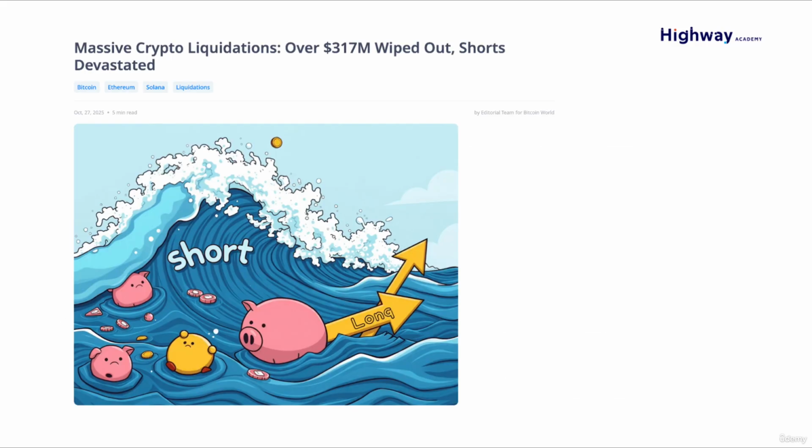Here's a real-world example. In this news headline, you can see that over $317 million in crypto positions were wiped out in one single event. Most of those traders were holding short positions, and when the market suddenly surged upward, they got liquidated instantly. This shows how quickly the market can move and how important proper risk management really is.